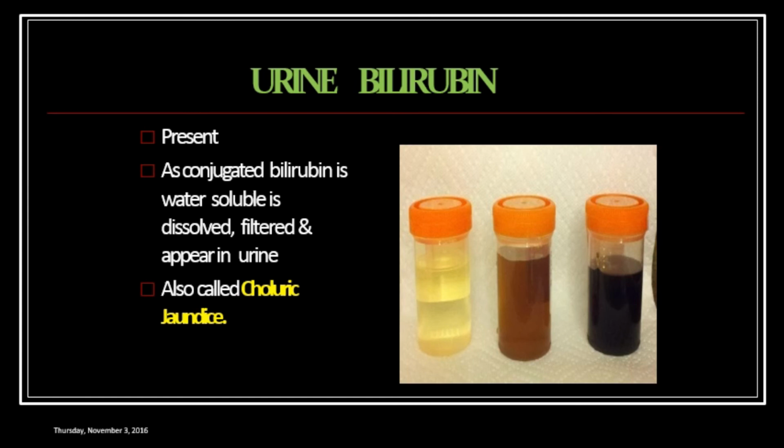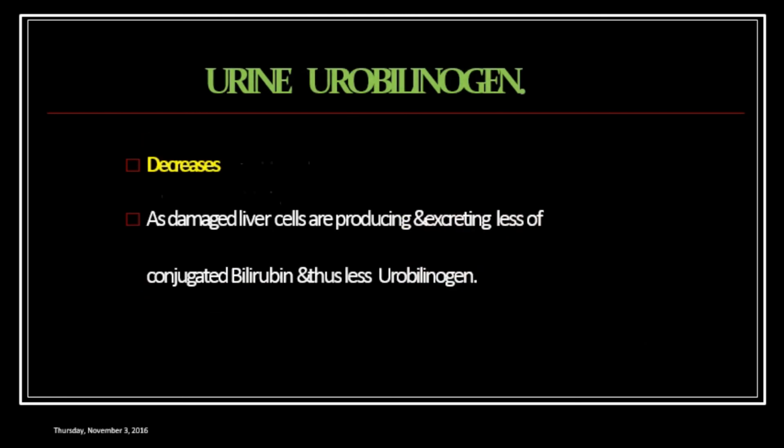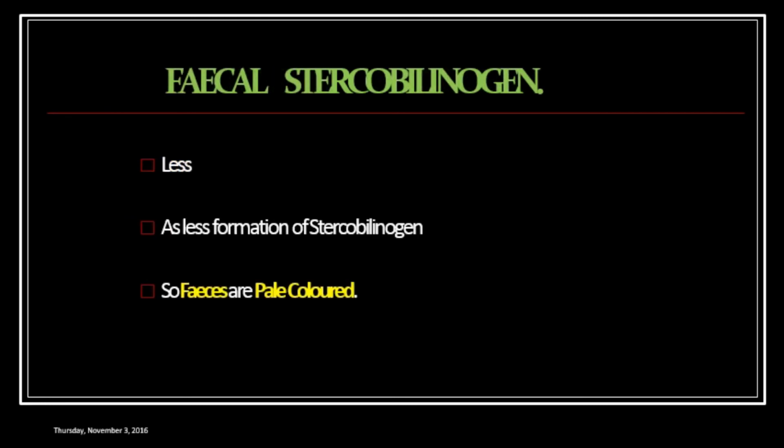Now, urobilinogen decreased. Why? Because the damaged liver cells are producing and excreting less conjugated bilirubin than normal. So we'll have a decreased urobilinogen, we'll have a decreased stercobilinogen. So feces will become pale color. Previous one was dark, now this is becoming pale color.